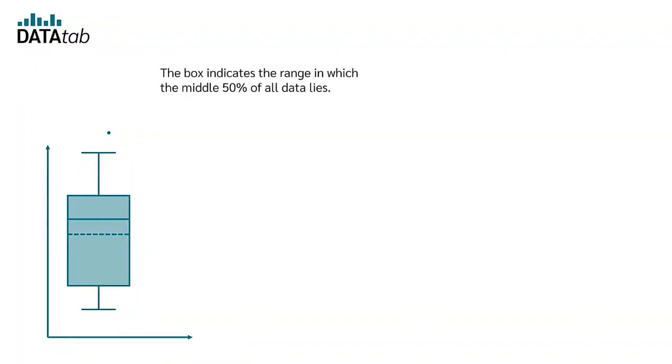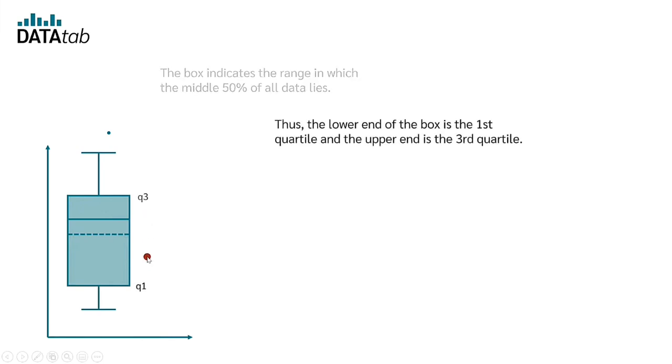The box indicates the range in which the middle 50% of all values lies. Thus, the lower end of the box is the first quartile and the upper end is the third quartile. Therefore, 25% of your data are below Q1 and 25% of your data are above Q3. Again, in the box, we find 50% of your data.